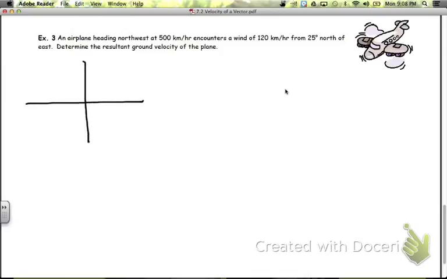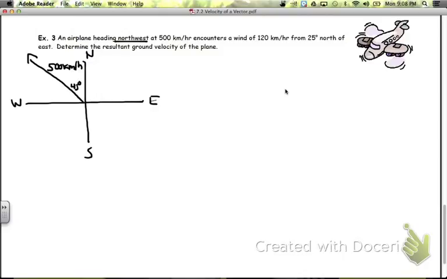So let's draw this out. If we draw our compass here, we have north, east, south, west. The first thing it tells me is it's heading northwest at 500 kilometers per hour. So we have our plane traveling at 500 kilometers per hour, and since it's heading exactly northwest, we know that this would be 45 degrees, and similarly on the other side as well.